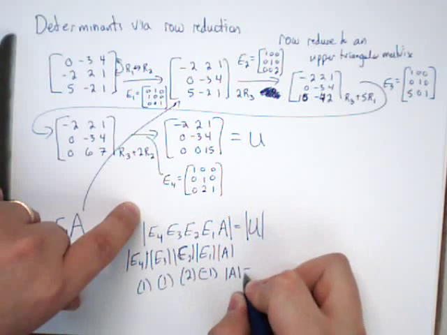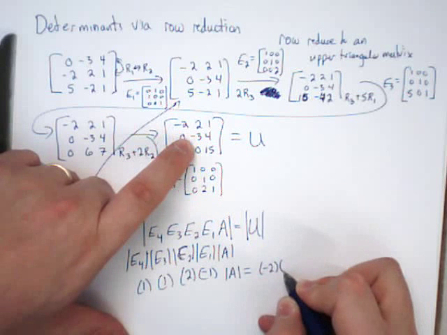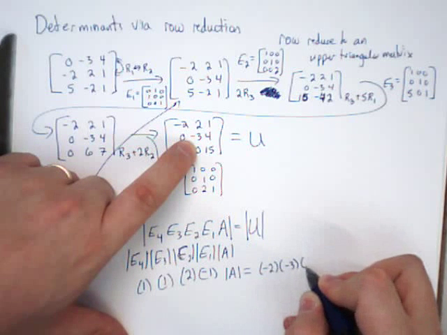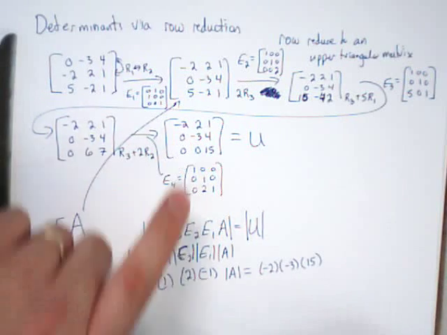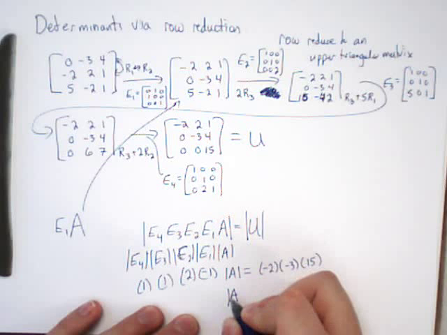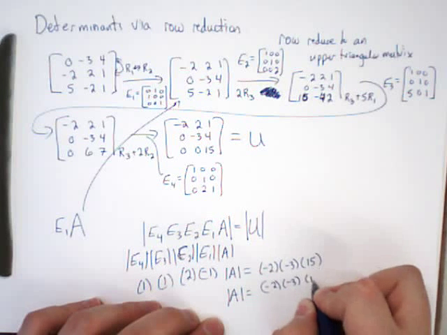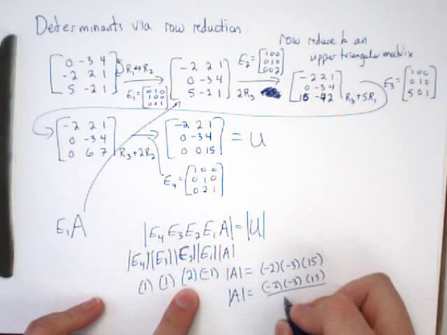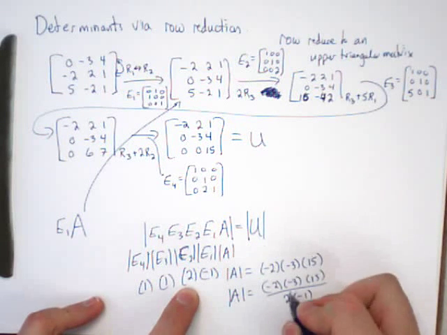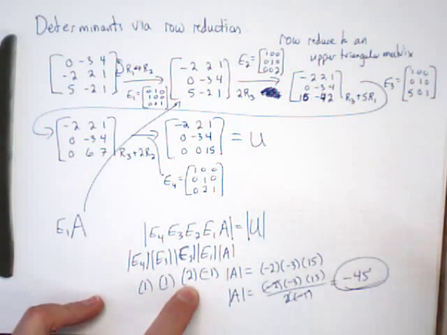So currently, the only thing left is the determinant of U, which we know is -2 times -3, just the product of the diagonals, times 15. The only number unknown in here is the determinant of A, so I can solve for it. The determinant of A is the -2, the -3, the 15, divided by the 2 and the -1, and that takes care of all those, and we have a -45.